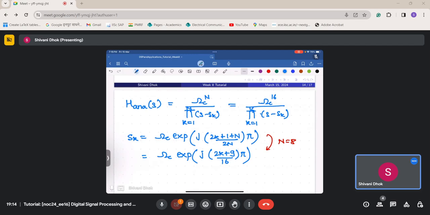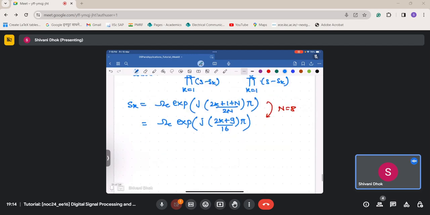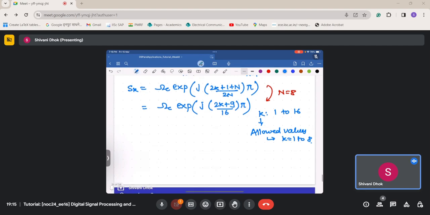So these are the values of sk that I am having, and this k I shall vary from 1 to 16. And what values of k will we take? The allowed values are for k running from 1 to 8, those which lie in the left half plane of s. So now we can substitute this. I can write this in a simple way as omega c into e power j (2k plus 9) by 16 pi.